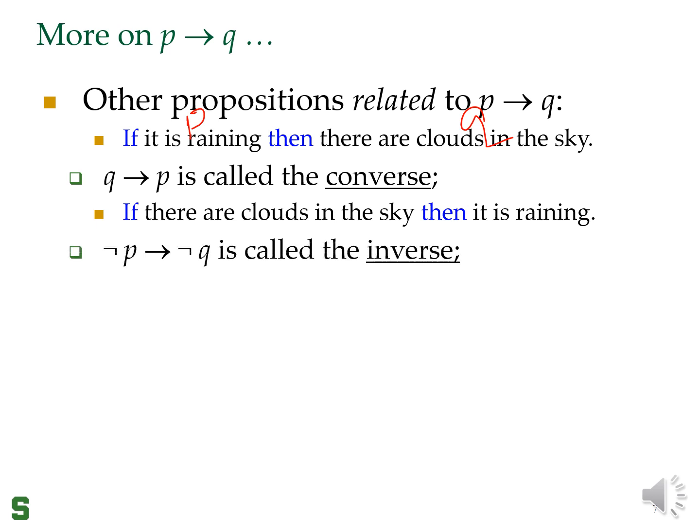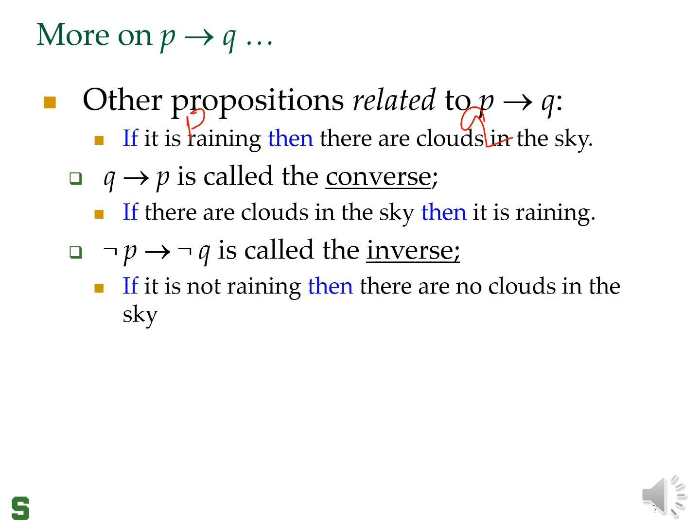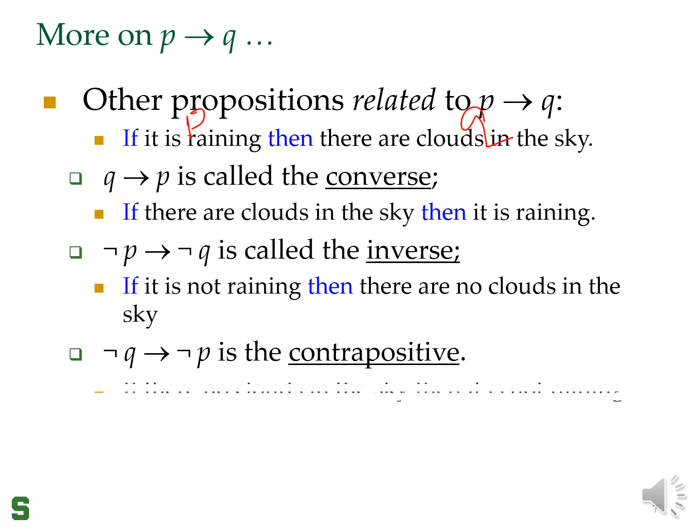We could also create another statement called the inverse, which is not P implies not Q. In this case, it would be if it is not raining, then there are no clouds in the sky. We could also create another statement, not Q implies not P. This is what we'll call the contrapositive, and this says if there are no clouds in the sky, then it's not raining.